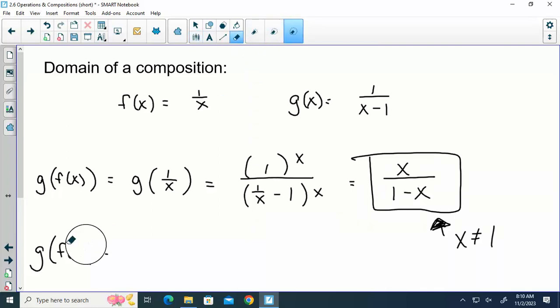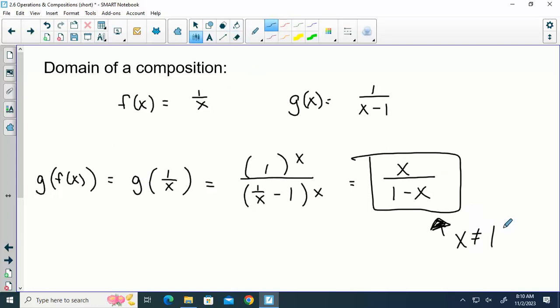Now, we also can't just look at the two original functions. It's just purely coincidence that we got 1 here and this was 1. So what we need to do is look at the inside function. Because the very first thing you're going to do is plug the number in there. And I know right at that point, x can't be 0. And then you have to look at the final answer to figure out the second piece.